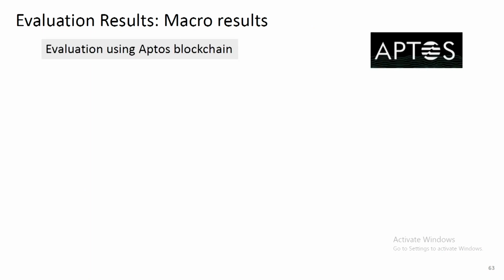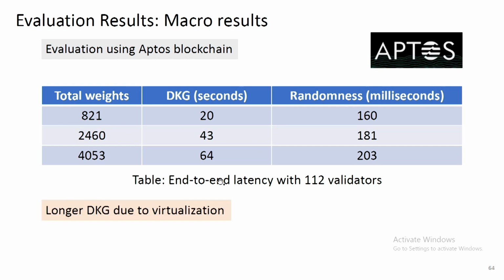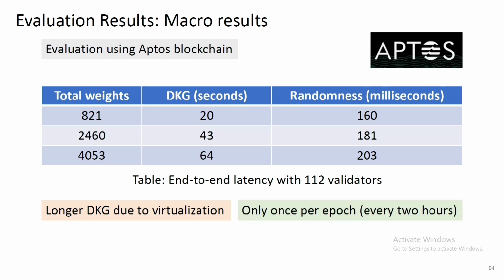So this system is running on top of the Aptos blockchain, and we measure this macro metric, which is how long it takes to run the distributed key generation and how long it takes to run the randomness beacon with different total weights. And the key takeaway is the randomness beacon is now very fast. We add 200 milliseconds latency to get random values after the point when the block is committed. But the DKG latency is longer because of virtualization, but we only have to do it once every epoch, which happens to be 2 hours. And this is a very nice open problem, to improve the DKG further.